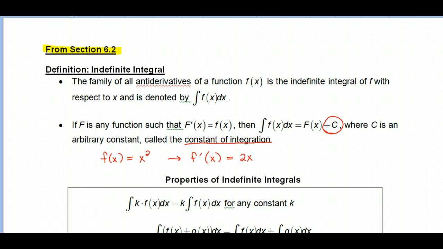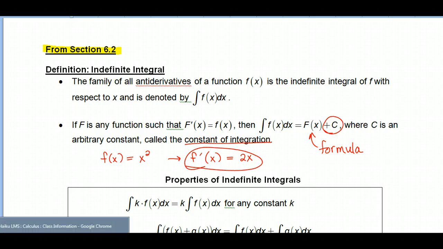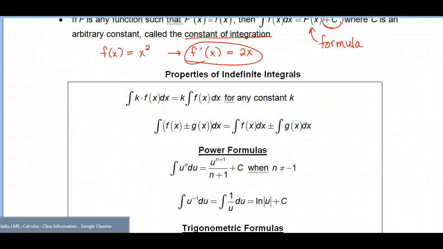So what you end up with here, this is a formula. And the formulas that we have are just below here. Let's say I start with f prime of x equals 2x. How do I work backwards to get to the x squared? All right, so here's how we work backwards.